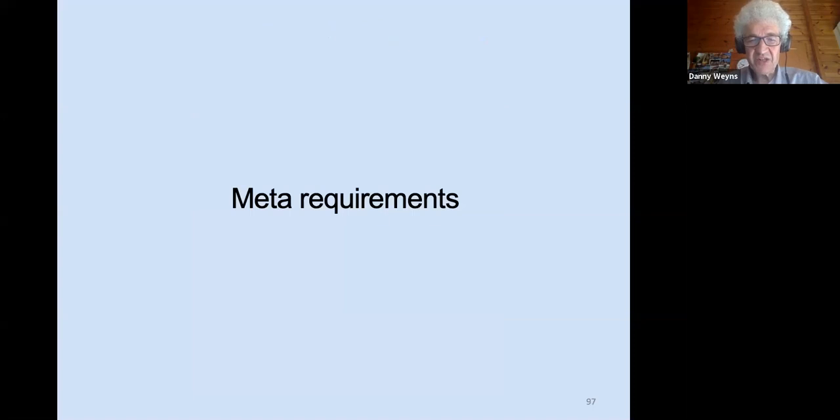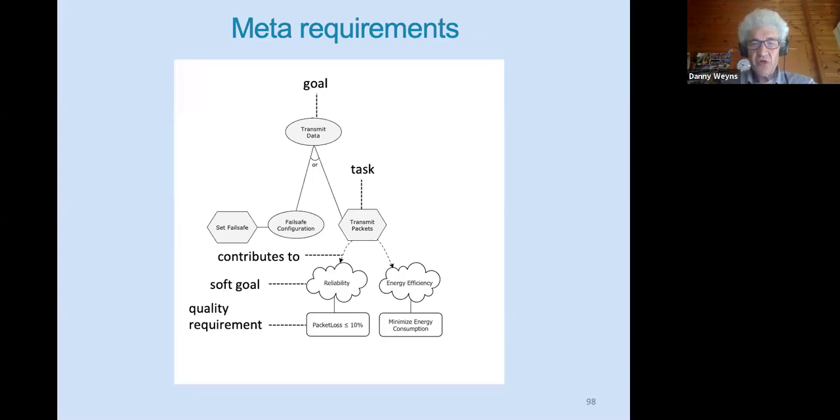Another, in fact basically similar, type of viewpoint is so-called meta requirements. Here you see another type of goal model for the same system. The goal is to transmit data, and we can do that by transmitting packages over the network. If we transmit packages, of course, the two soft goals related to that are reliability and energy efficiency. And here the quality goals might initially be: keep the packet loss below 10% and minimize the energy consumption.